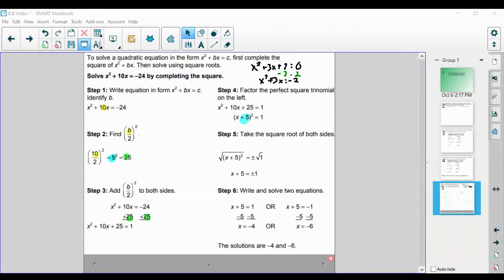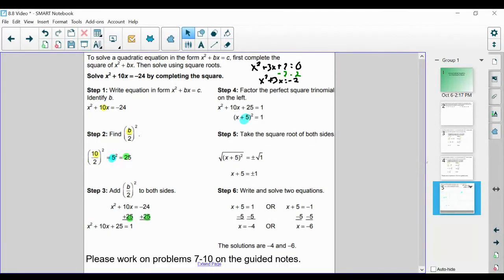Awesome. Completing the square can be fun. It can be a little bit intense, so please just make sure we're diligent and we're keeping track and staying organized as best as we can. So let's go practice. Let's go work on problems 7 through 10 on the guided notes.